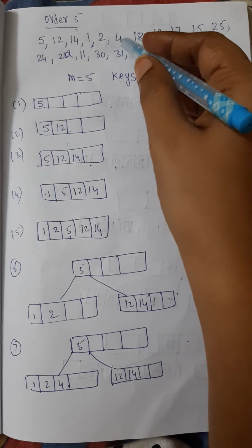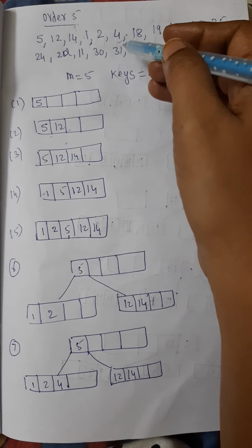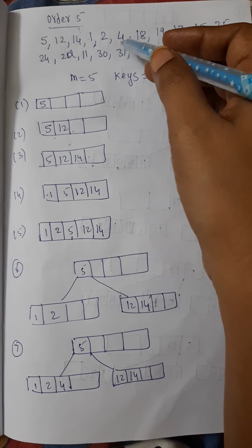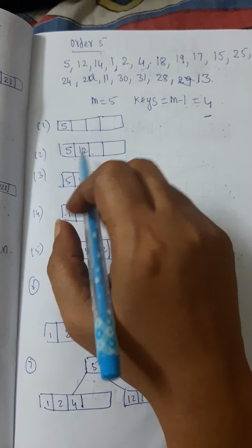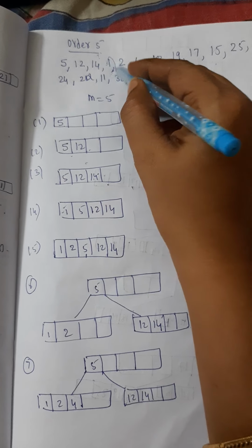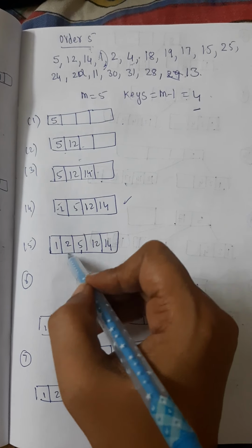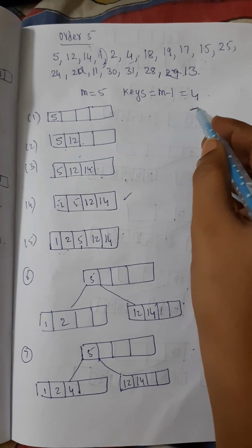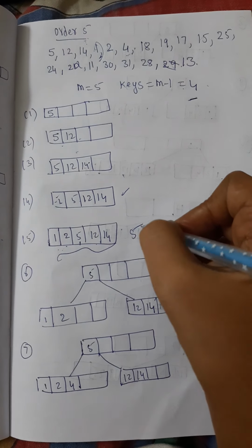Now coming to 4. First 5, 12, 14, now 1. So up to here we have done. Now next we are getting 2. So 2 you will be accommodating between 1 and 5. But here how many can it accommodate? 4. But how many do we have here? 5. So what do we have to do now?